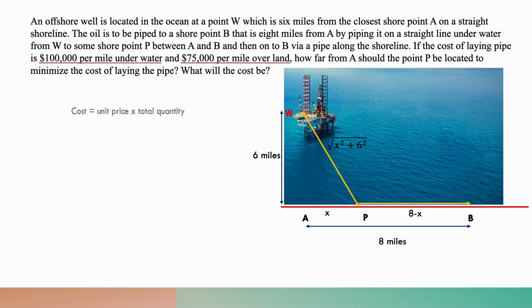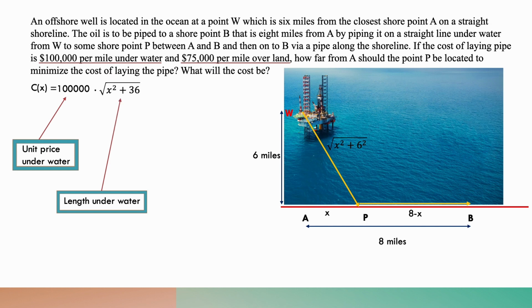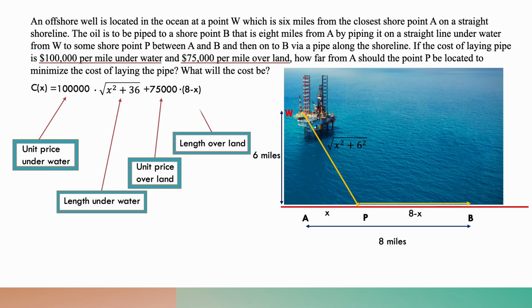We know that the total cost is equal to unit price times total quantity. Here the total cost equals unit price times length. So we can easily find the cost function C in terms of x. It is equal to 100,000, which is the unit price underwater, times square root of x squared plus 36, which is the length between W and P, then plus 75,000, which is the unit price of pipeline over land, times the overland length, 8 minus x. This is the cost function in terms of x.